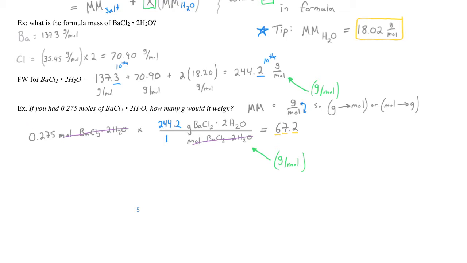Now, what about units? Notice that moles of barium chloride dihydrate is down here, and moles of barium chloride dihydrate is also up here, so these units cross-cancel. That leaves us with the last unit remaining, grams of barium chloride dihydrate.